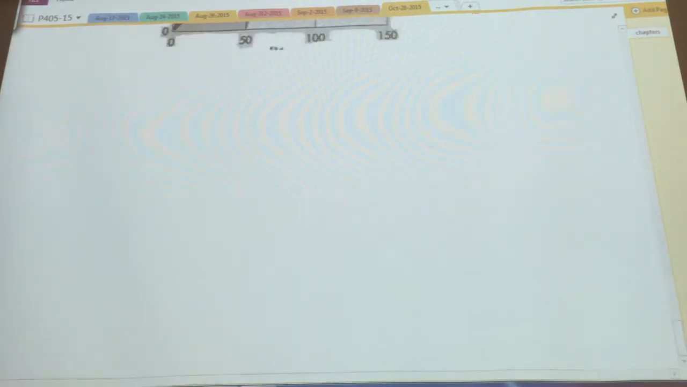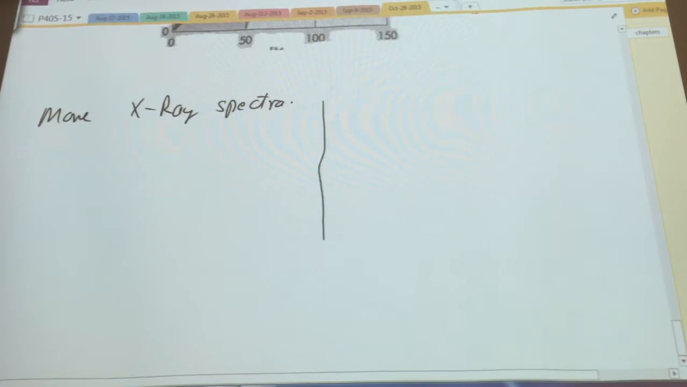The cloud prevents other electrons from being emitted. More about X-ray spectra.